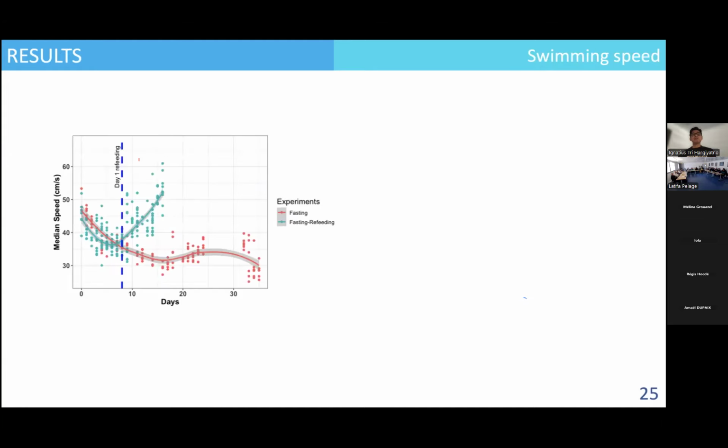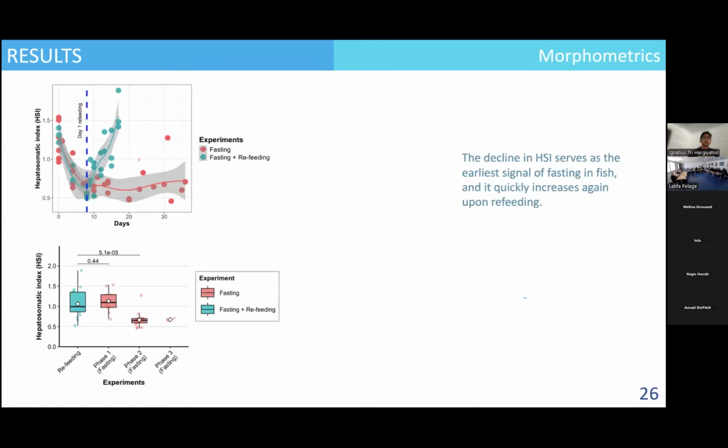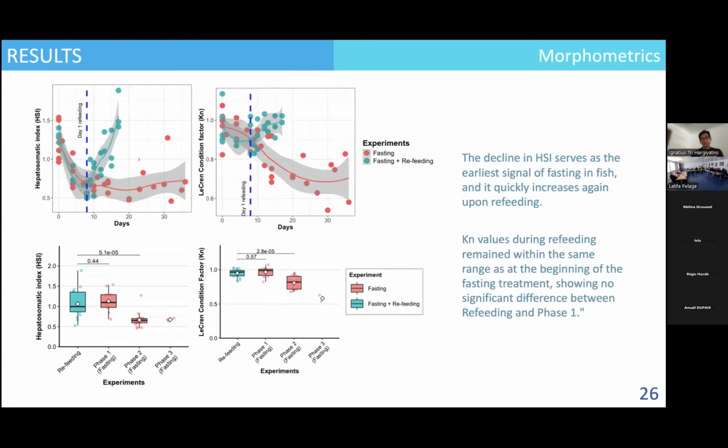What we got is that the median swim speed of yellowfin tuna increased after being fed again. They are more active again after we feed them. From the morphometrics, the decline of SSI served as the earliest signal from the fasting experiment, going down. They increase quickly upon refeeding. And another condition is the K value from the refeeding remains within the same range between the refeeding and the beginning of the fasting treatment.